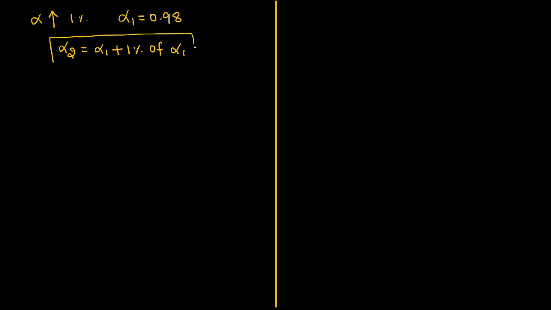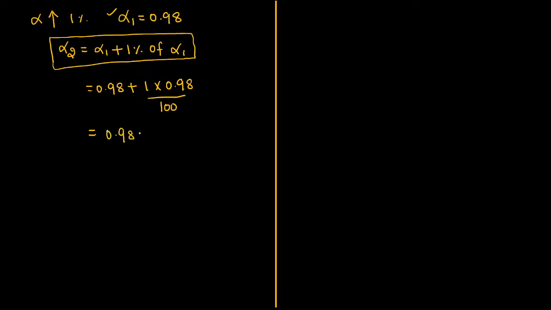The already existing value is 0.98. Now we are going to increase that value by one more 1%. What is the 1% of alpha 1? Let us see. 0.98 plus 1% means 1 into 0.98 by 100. Yes or no? Yes, sir. So if you divide 0.98 by 100, it will become 0.0098.